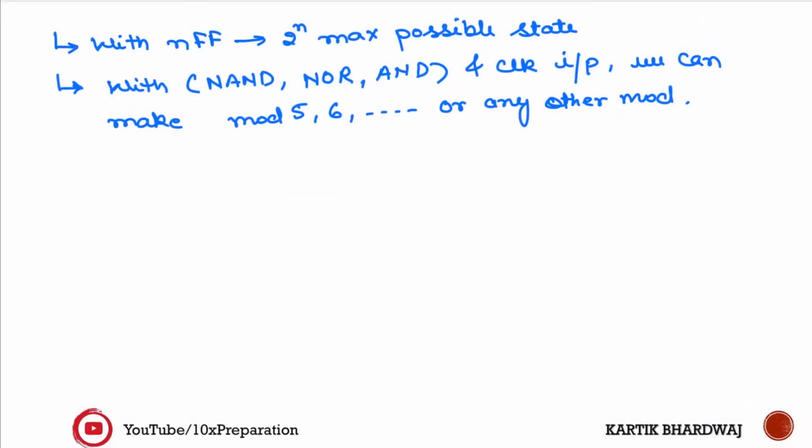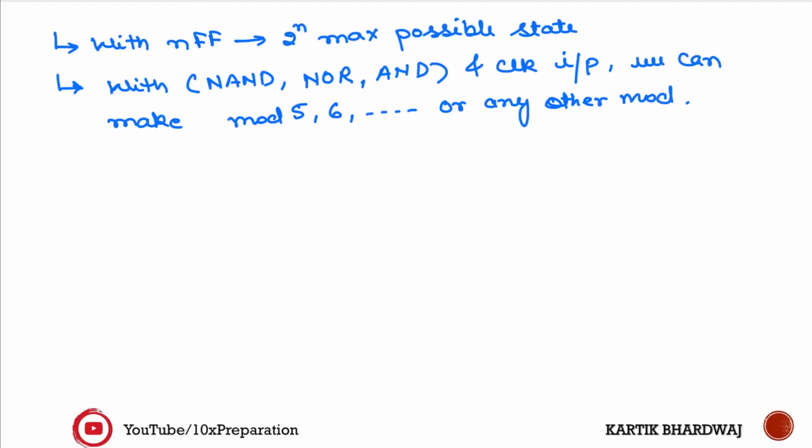So as you already know, we were discussing counters. We can make counters using synchronous as well as asynchronous circuits. Synchronous circuits are those which run on the same clock pulse, whereas asynchronous circuits are those which run on different clock cycles.